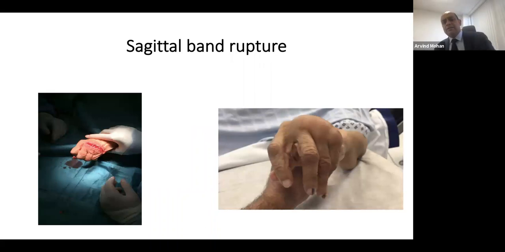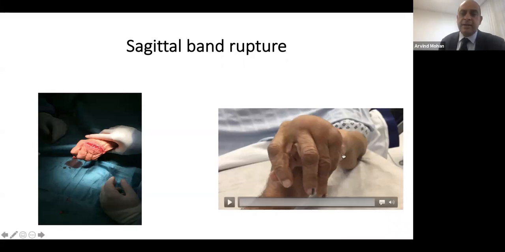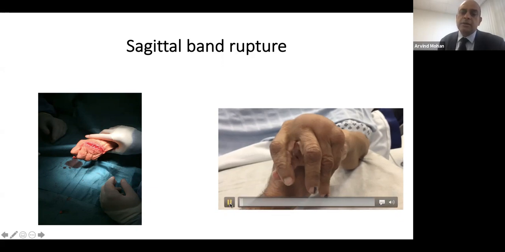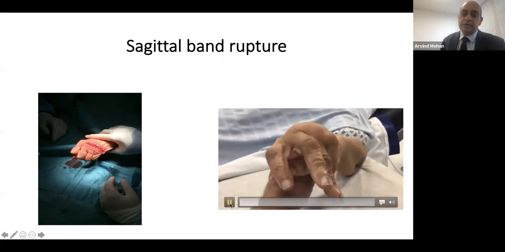Sagittal band, again, in this case, I picked up a slightly elderly patient who had an associated inflammatory condition. I could not find a slide to show you in terms of post-trauma, but I have seen this a lot in sports injuries. In this particular patient, multiple extensor sagittal bands were involved. So you'll see here that the patient is unable to extend the fingers.